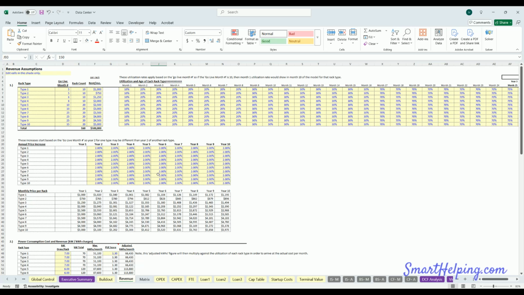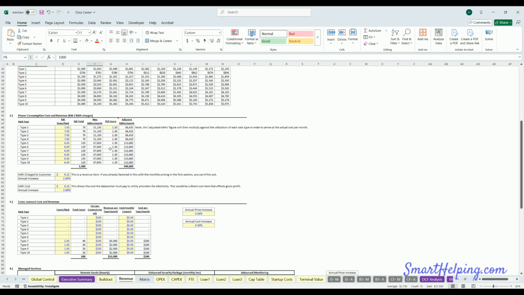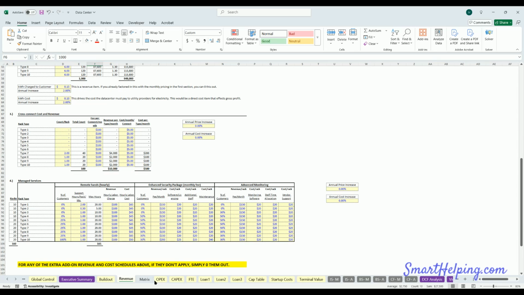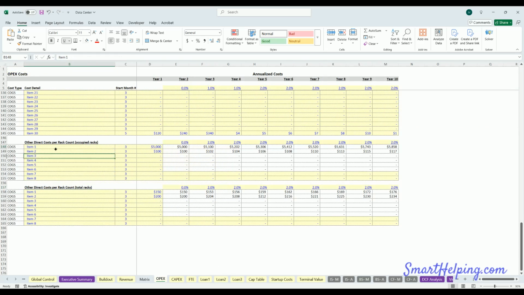You could simply just do this up here, charge a flat rate per rack per month, zero out all these other revenue streams and all the related costs, and then simply charge a certain amount per occupied rack per month here. Or sorry, per year. This is per year, and it'll be divided by 12 on the monthly detail.